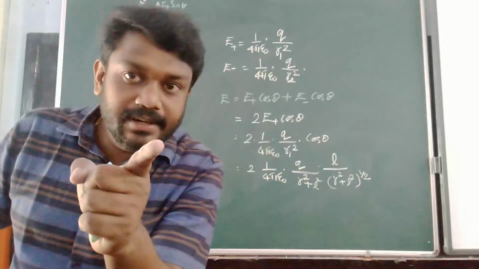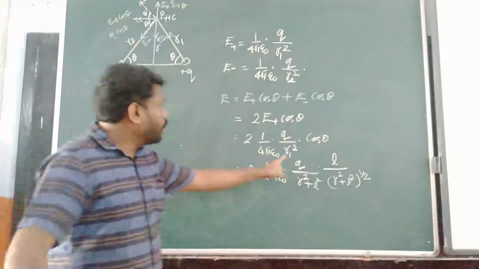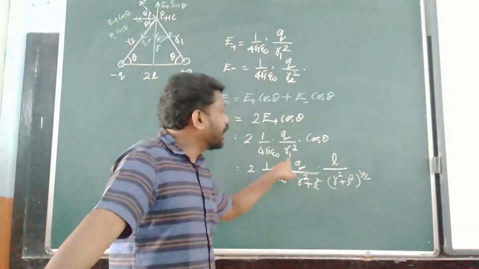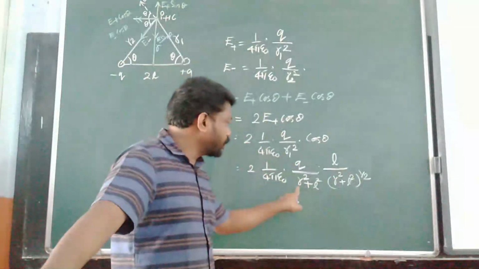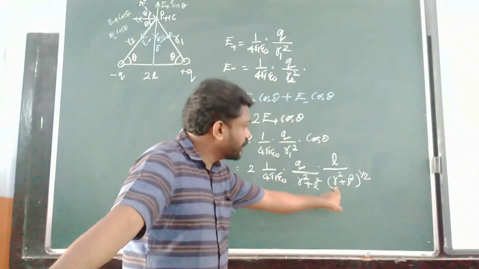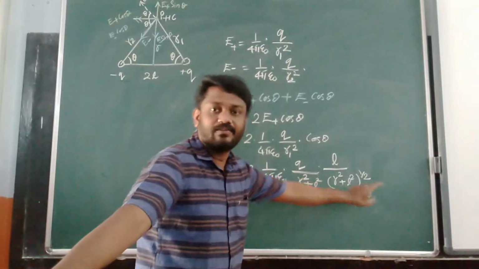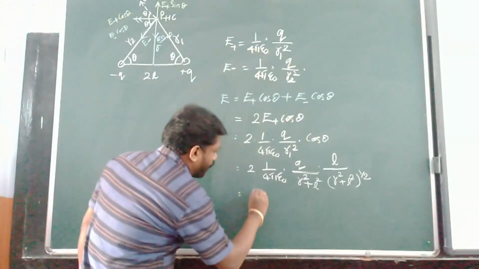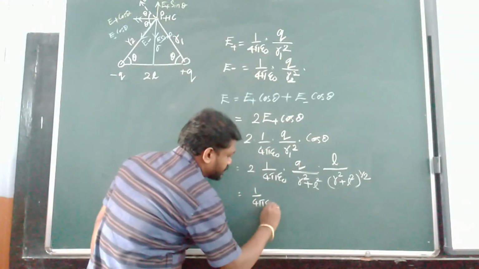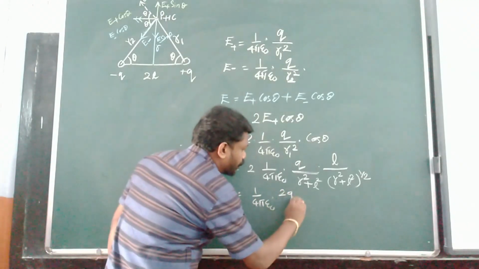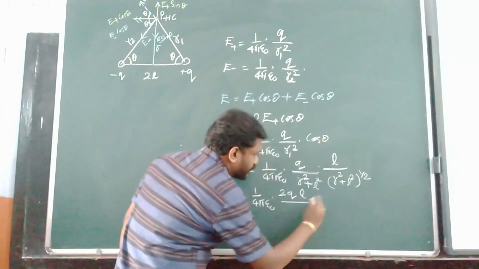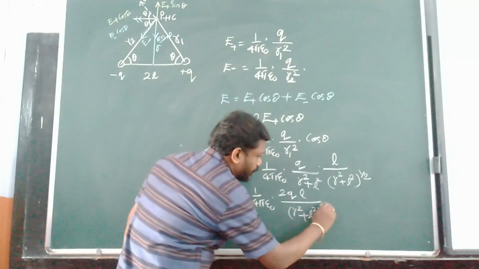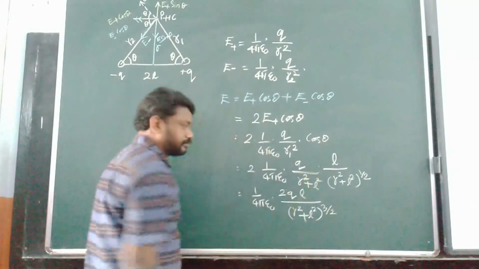Is there any confusion? No chance, because you have already written R1 square is equal to R square plus L square. So what will be R1? R1 is square root of R square plus L square, that is written as R square plus L square all to the power 1 by 2. Okay, so this all together will become 1 by 4 pi epsilon 0 2 into Q into L divided by R square plus L square whole to the power 3 by 2.